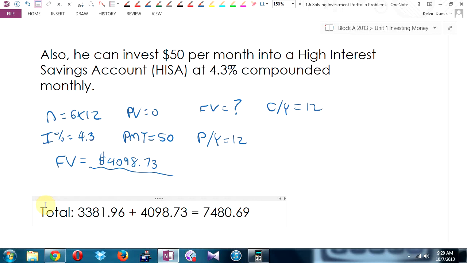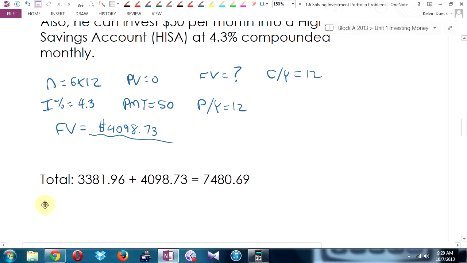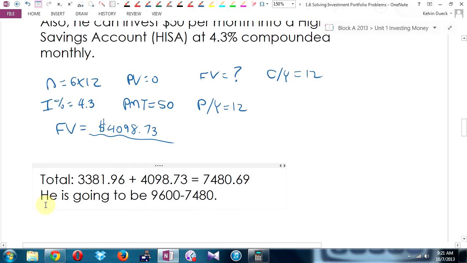Now, that amount there, that includes that $2,500. So he hasn't got enough. He's going to be short based on this. He is going to be $9,600 take away $7,480.69. He's going to be short that much. Is that okay?